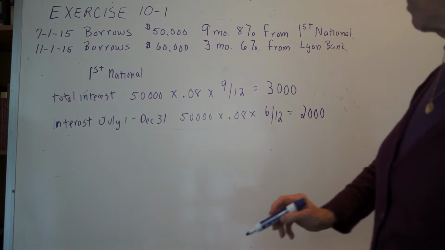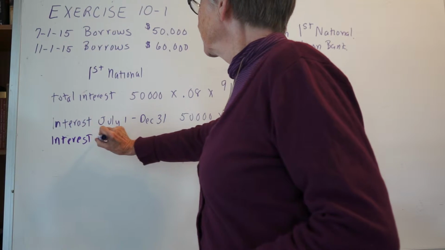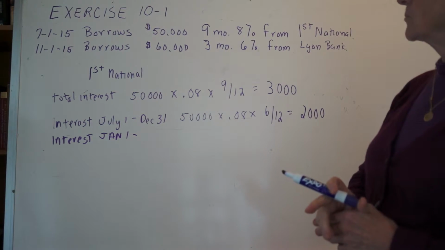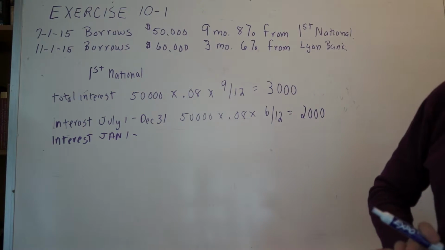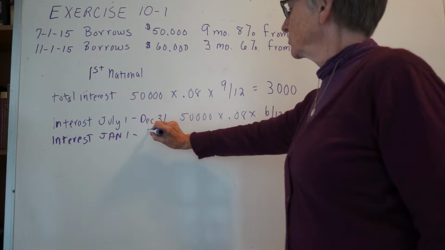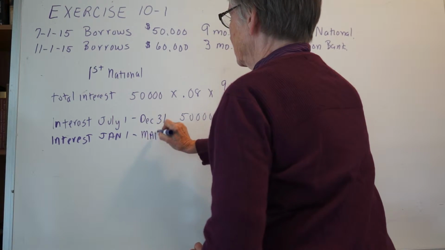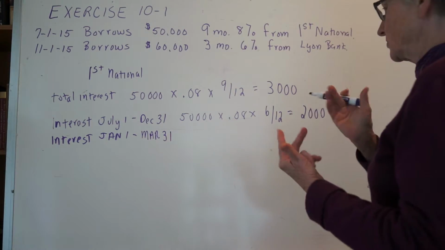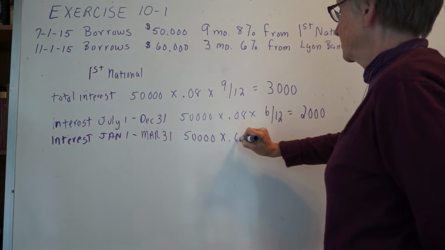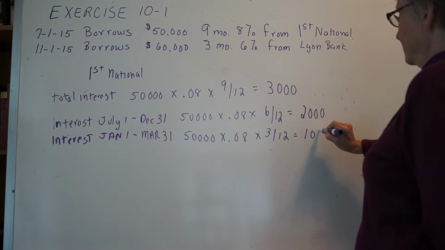And then the interest that we would be paying the following year, from January 1 until the note is due, which would be on April 1st. So it would be through March 31st, to be consistent here. That would be January, February, March, the other 3 months of the note. So we would go 50,000 times 8% times 3/12. And that would give us the 1,000.